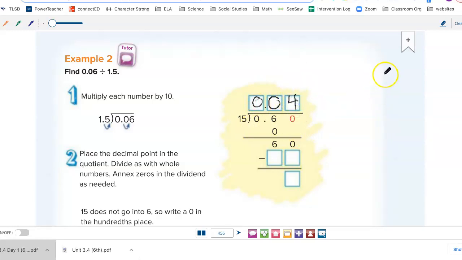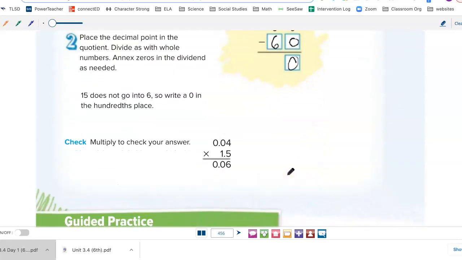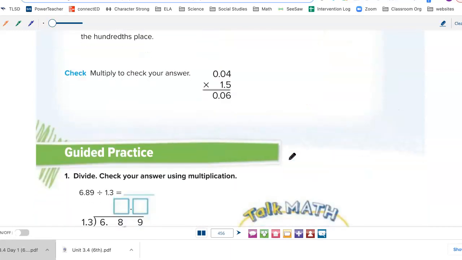Again, if you didn't know that, you can make a multiples chart on the side and just add them all up. 4 times 15 is 60. So when I subtract, I get 0. And then again, we can check here, 4/100 times 1.5 equals 6/100. So I did that correctly.